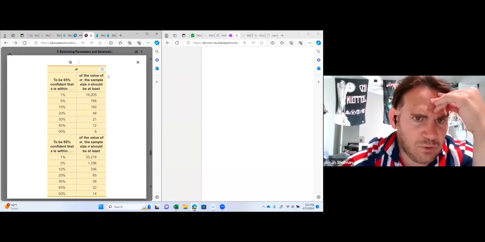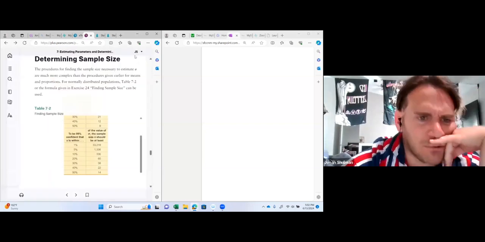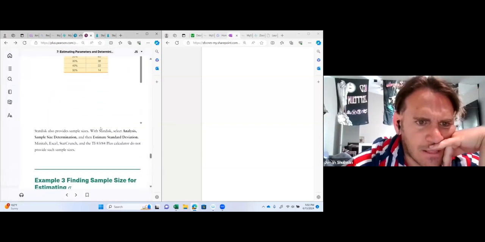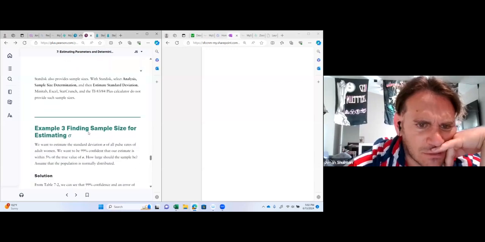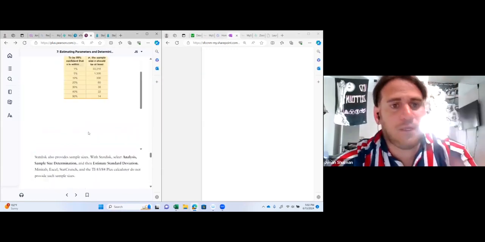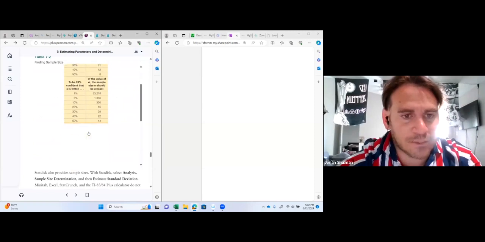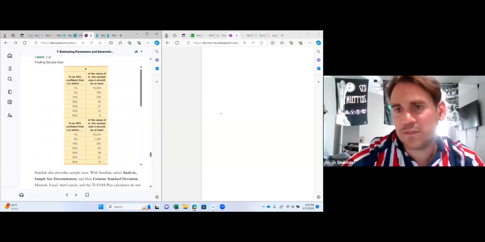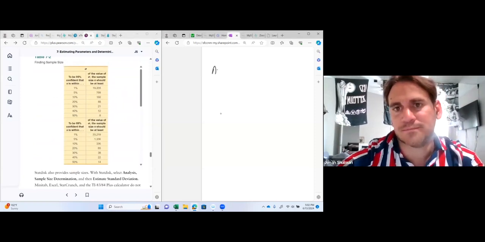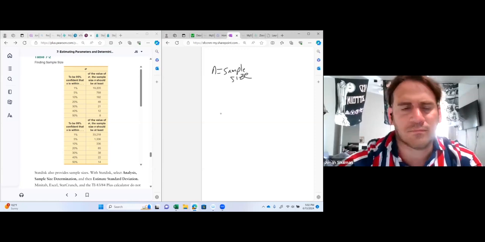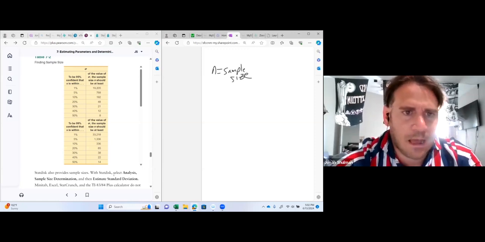So, wow, okay, very interesting table. This also provides sample sizes. All right, this table looks scary. Let's just try the example. So we're looking for the sample size. I'm going to try to use the table.